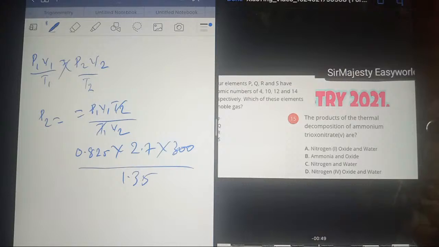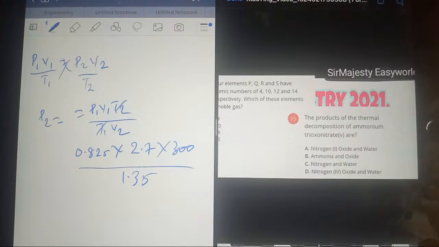The products of the thermal decomposition of ammonium trioxonitrate 5: when you heat ammonium trioxonitrate 5, what are the products gotten? But before I answer this question, the answer is laughing gas, and laughing gas is dinitrogen 1 oxide, and water. So option A is very correct.